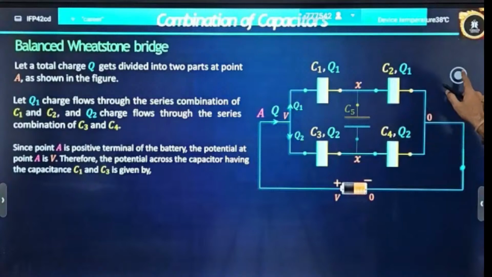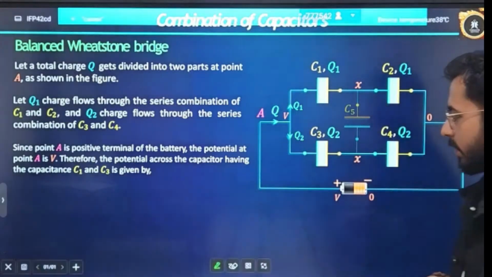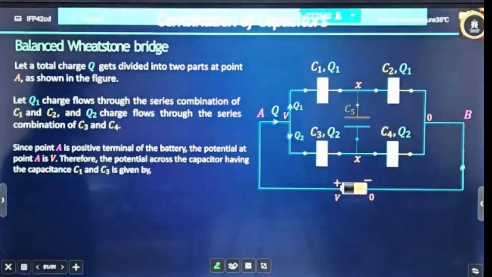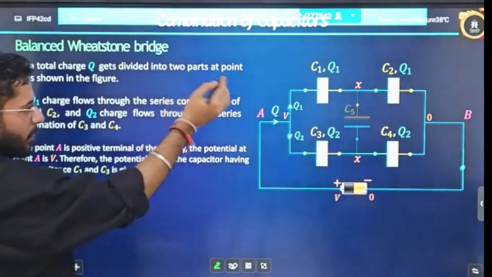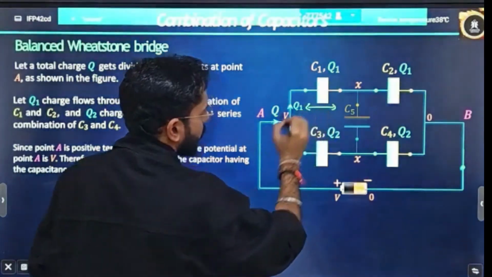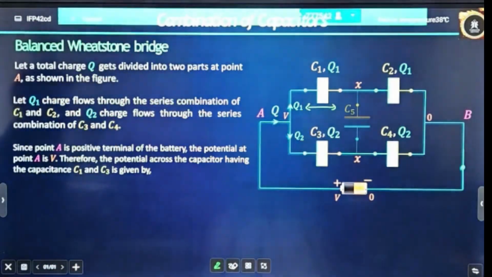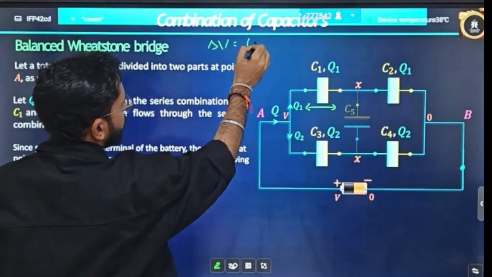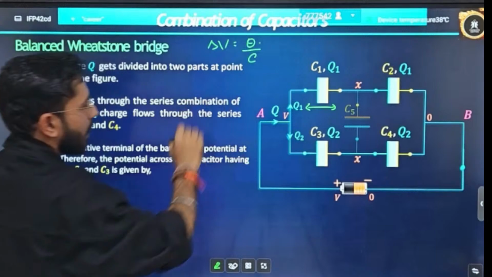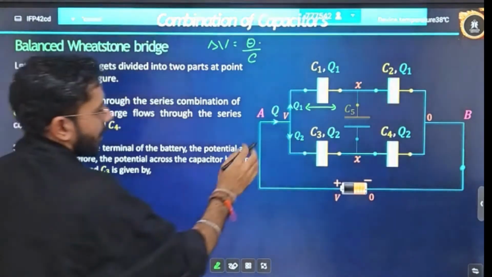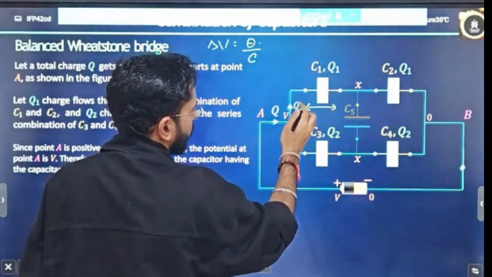Now see how you create the condition for it. This is a derivation that may come in your board exam. Tell me one thing: if I ask you the potential difference across C1, how do you write it? I will again tell you the formula for writing potential difference. Potential difference can be written simply as Q divided by C, whatever the charge present, whatever the capacitor present. Now if I ask you the potential difference across C1, what will you do?